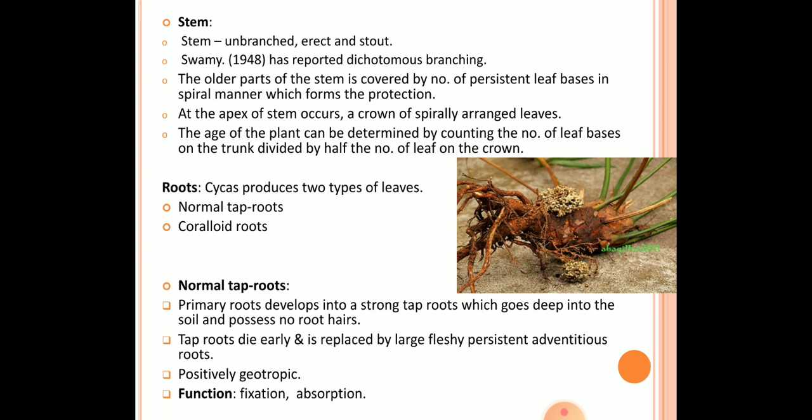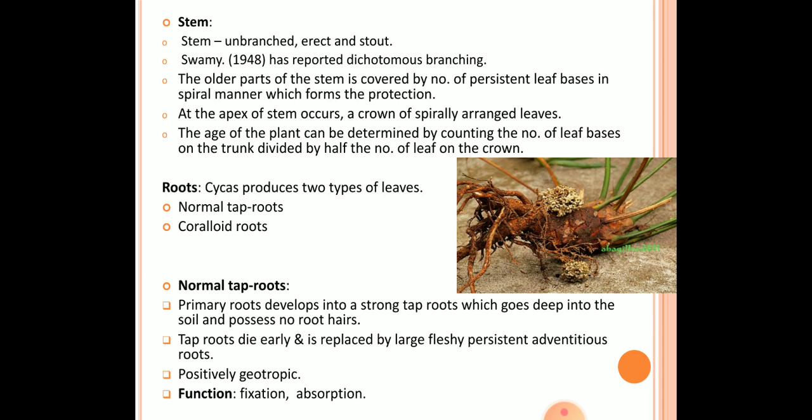The age of the plant can be determined by counting the number of leaf bases on the trunk divided by half the number of leaves on the crown. So very easily you can find the age of the gymnosperm.